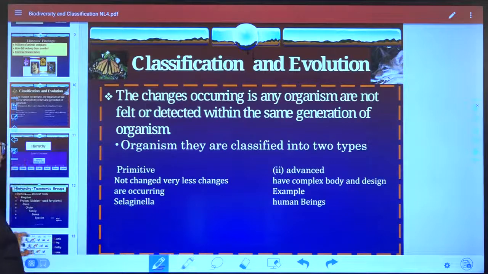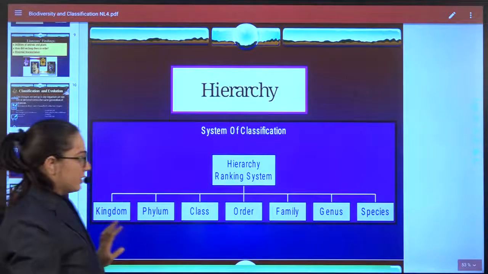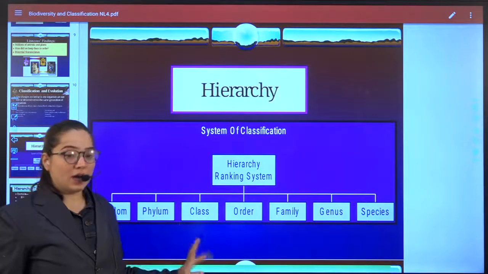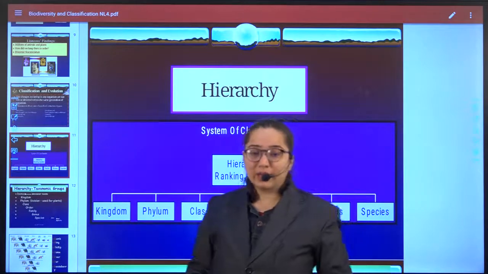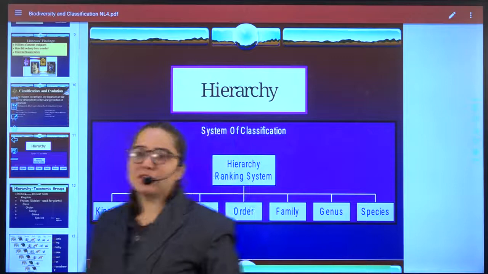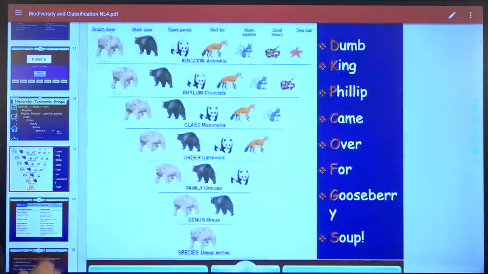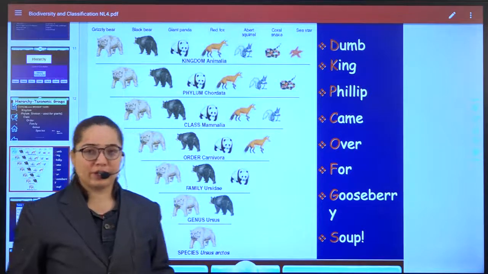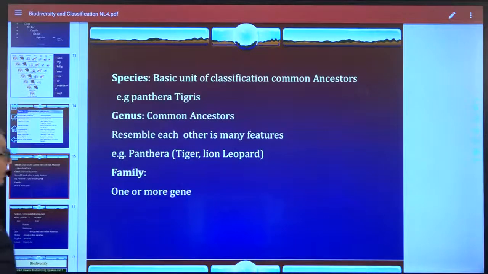Let's move further on the next particular topic, which is the hierarchy. You have already studied about this: species, genus, family, order, class, phylum, and kingdom. Okay, this is the basic way by which you have studied the hierarchy, and this is the way you try to recall it. Dumb King Philip came over for gooseberry soup. This is the example. I hope you remember.